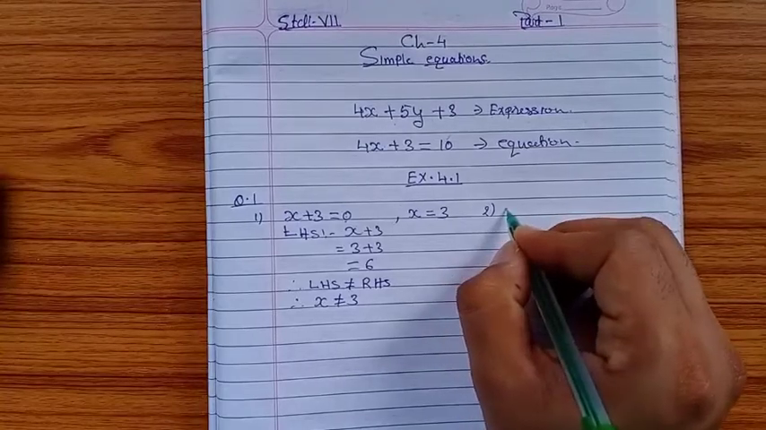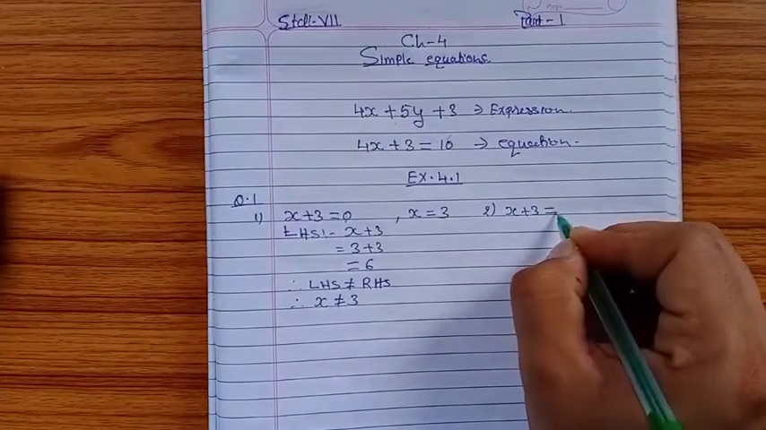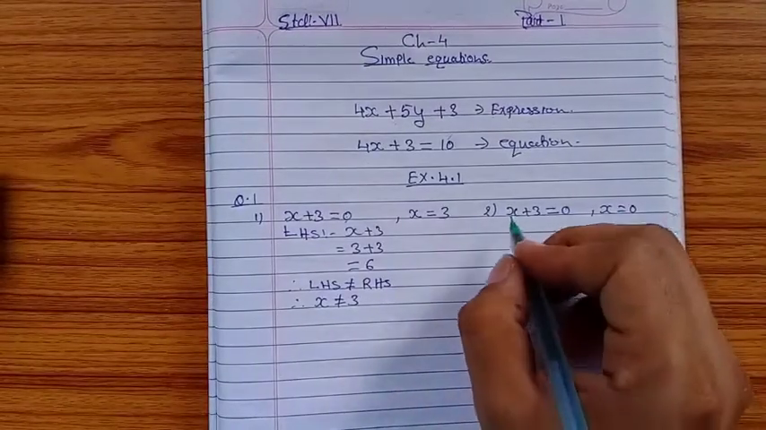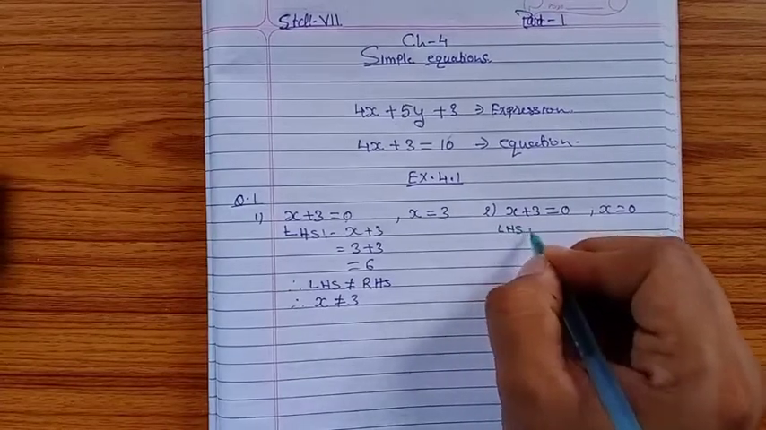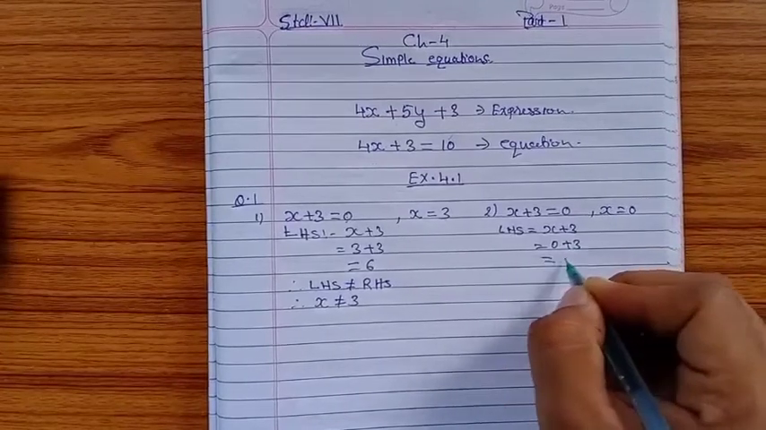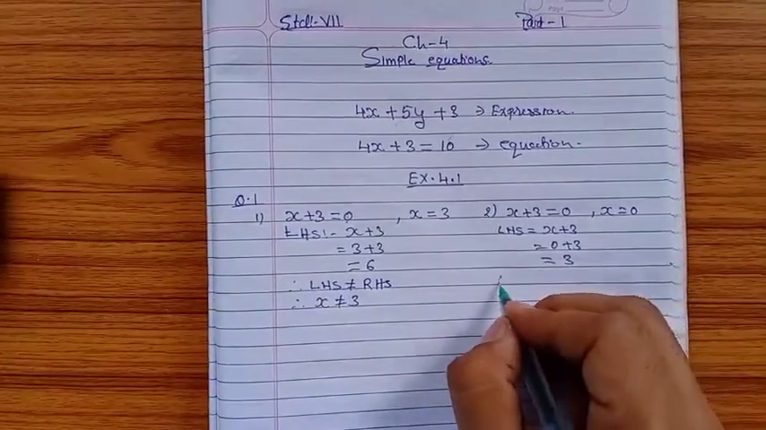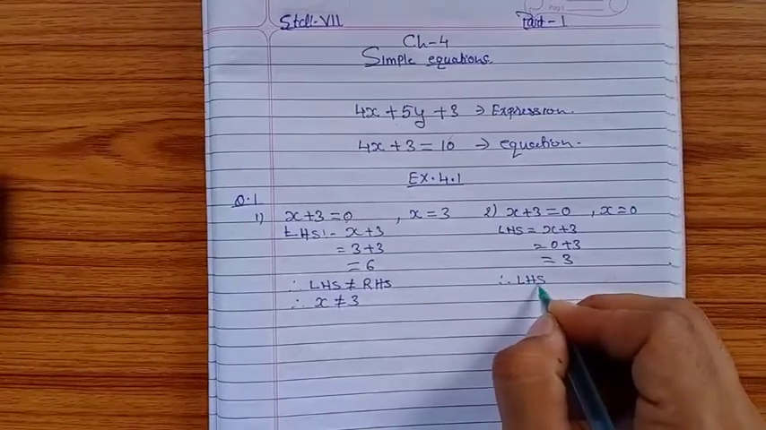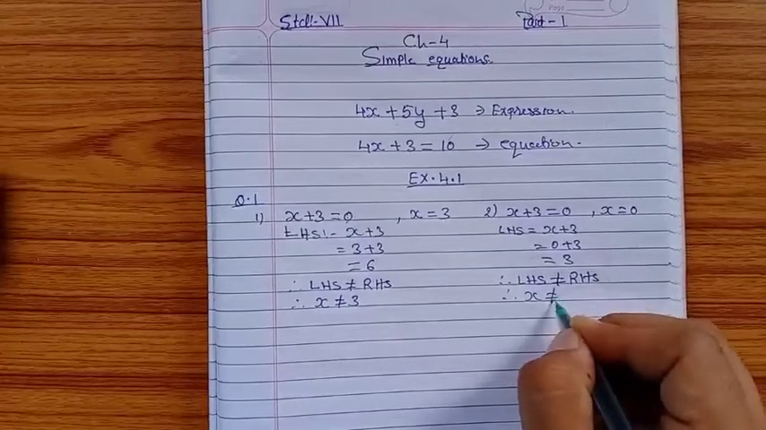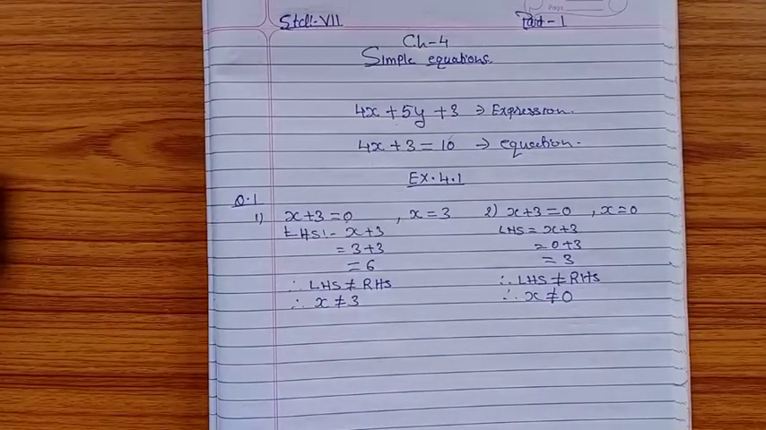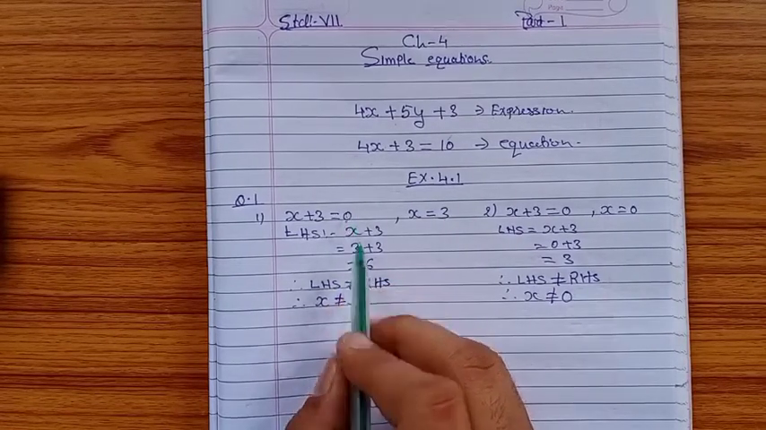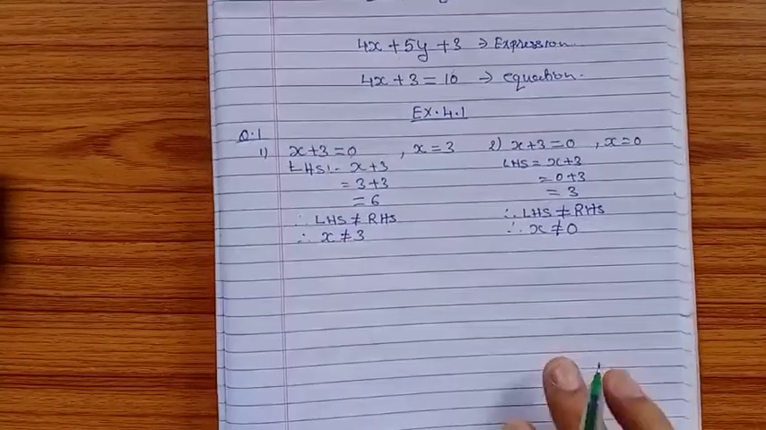In the same way the second one is given, again the same equation, x plus 3 is equal to 0, where the value x is equal to 0 is given. So again LHS is x plus 3, so 0 plus 3 is 3. Now again what we can write, therefore LHS is not equal to RHS and therefore x is not equal to 0. When our answer comes to 0 here, at that time the value of x given will be correct.